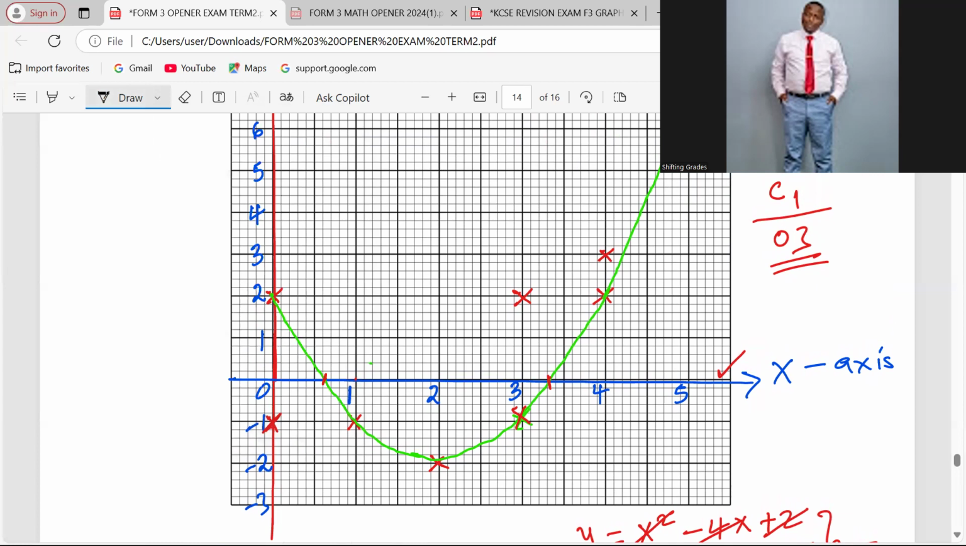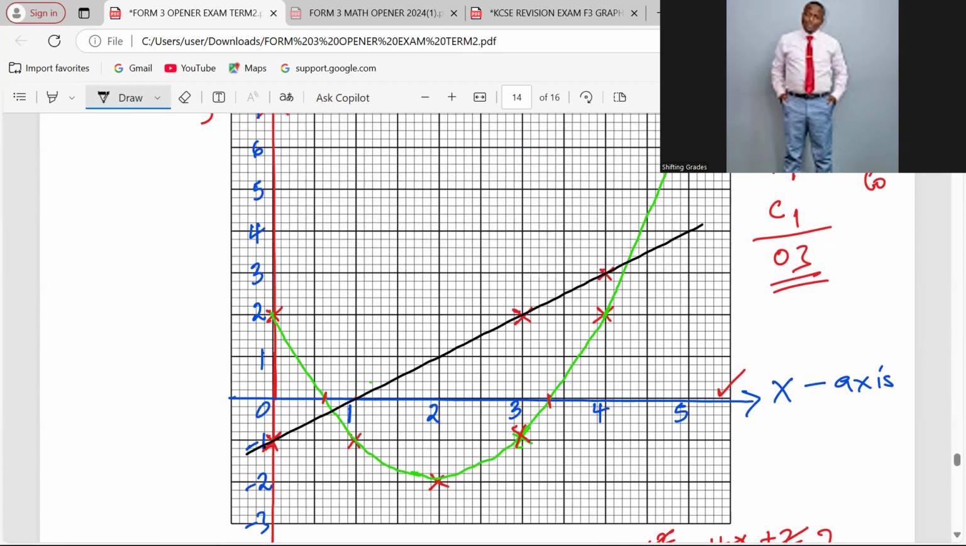So allow me to use the black for that particular straight line. We just do a straight line on the same Cartesian plane for the same scale. So that is now a straight line, which is y equals x minus 1. That is the straight line that we wanted.